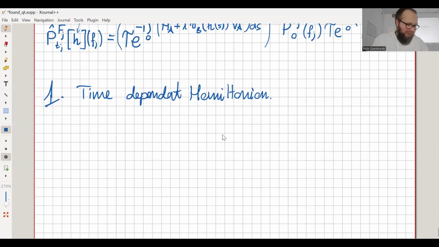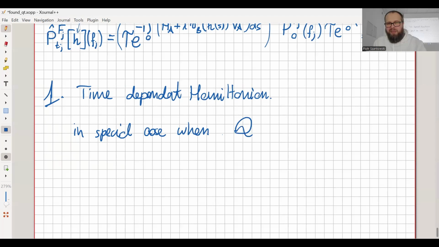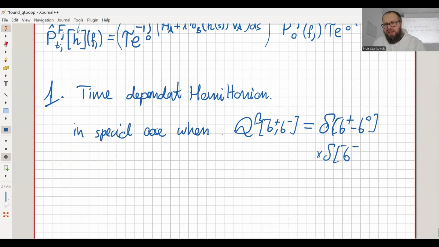But this means that you can have a special case, when this master by probability has a form that is B plus times delta of B minus.